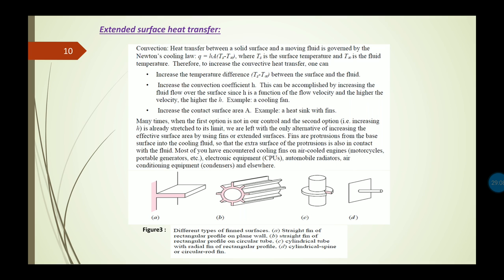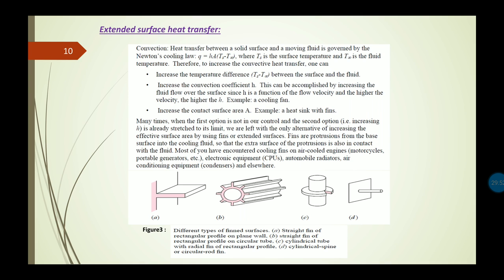This is one method or one way. Next, if we increase the convection coefficient or convective heat transfer coefficient, small h, how to accomplish that? This can be attained by increasing the fluid flow over the surface, since this convective heat transfer coefficient is a function of the flow velocity, and the higher the flow velocity, the higher will be the convective heat transfer coefficient. An example will be a cooling fan. So for the second case, if we increase the fluid flow over the surface, it will result in an increase in the convective heat transfer coefficient, which will increase the convective heat transfer.